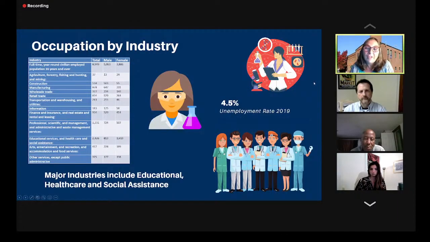And how are you getting all this money? You're all working as essential workers, basically. That's why the traffic has not decreased at all going into the office every day. Most of the residents work in the professional, scientific, management, and administrative waste management services, as well as education, healthcare, and social assistance. The unemployment rate is 4.5%.